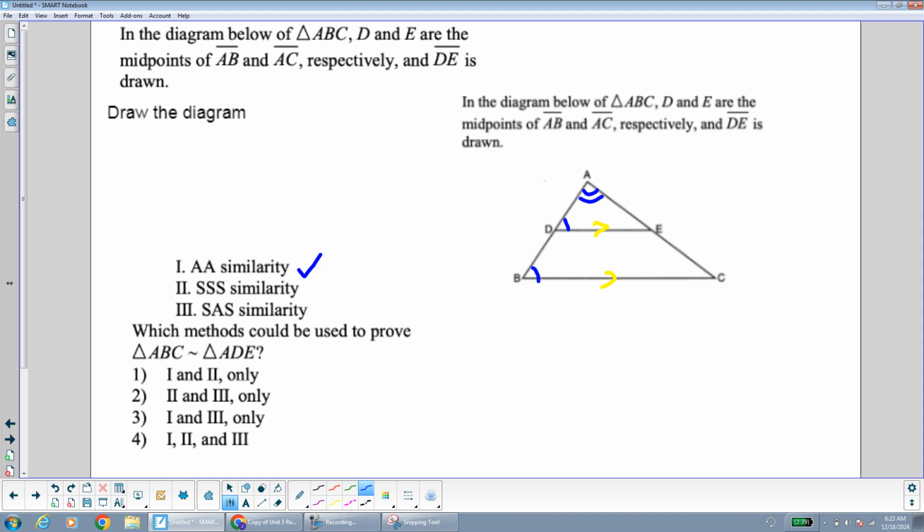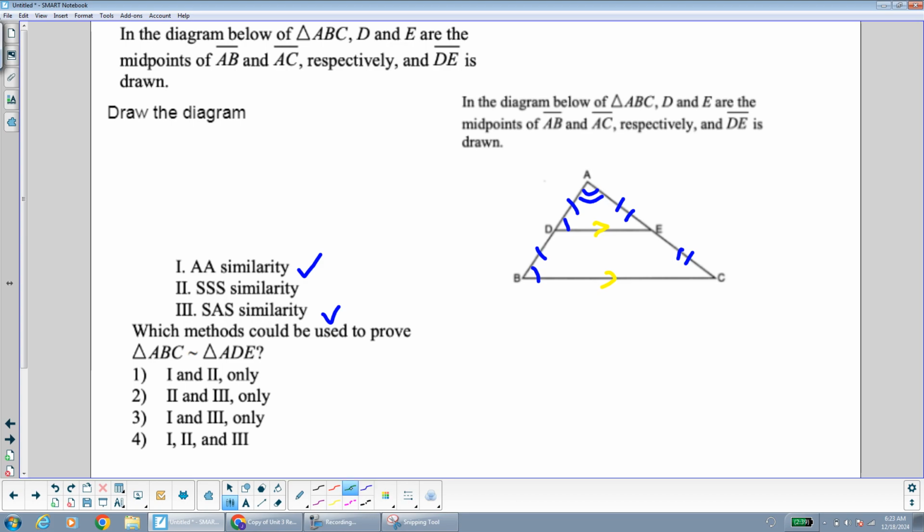Since these are midpoints, each splits its side equally. So the sides here are proportional to each other. So we do have side, angle, side. The last thing we have to do is check if the last two sides are proportional.